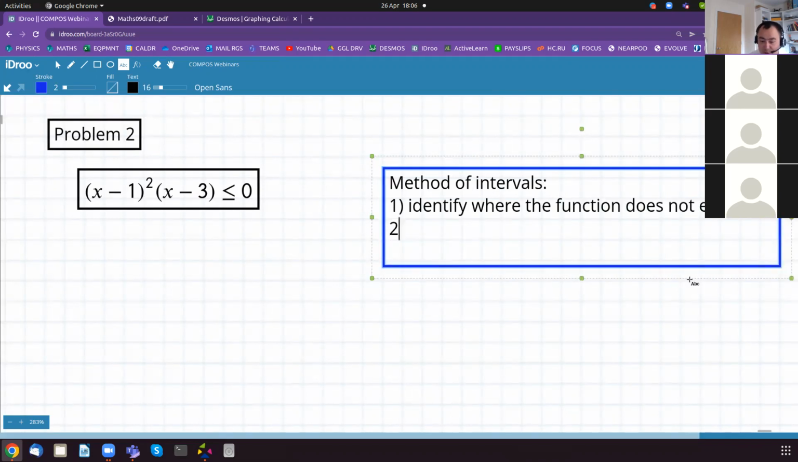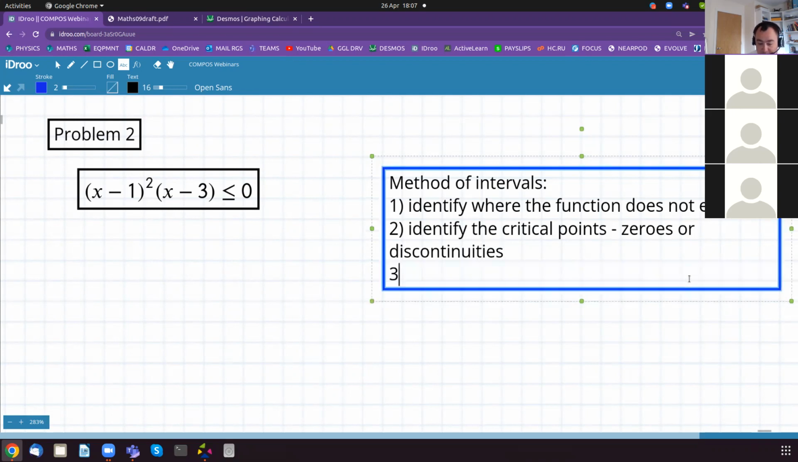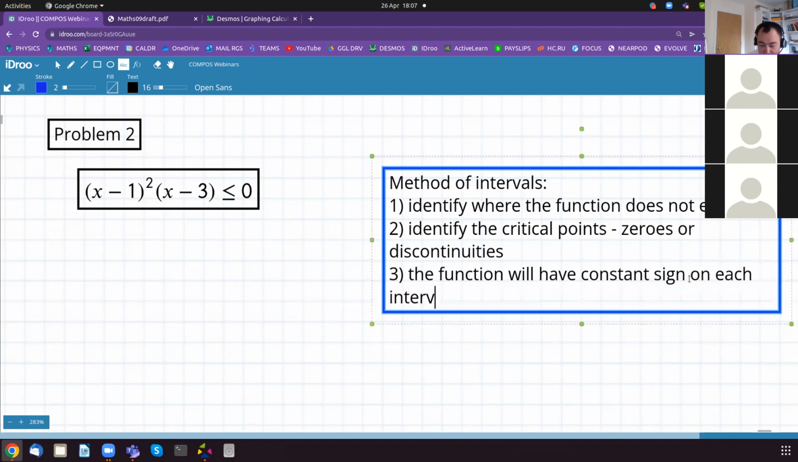Identify where the function does not exist. 2, identify the critical points: zeros or discontinuities. 3, identify that the function will have constant sign on each interval between critical points.